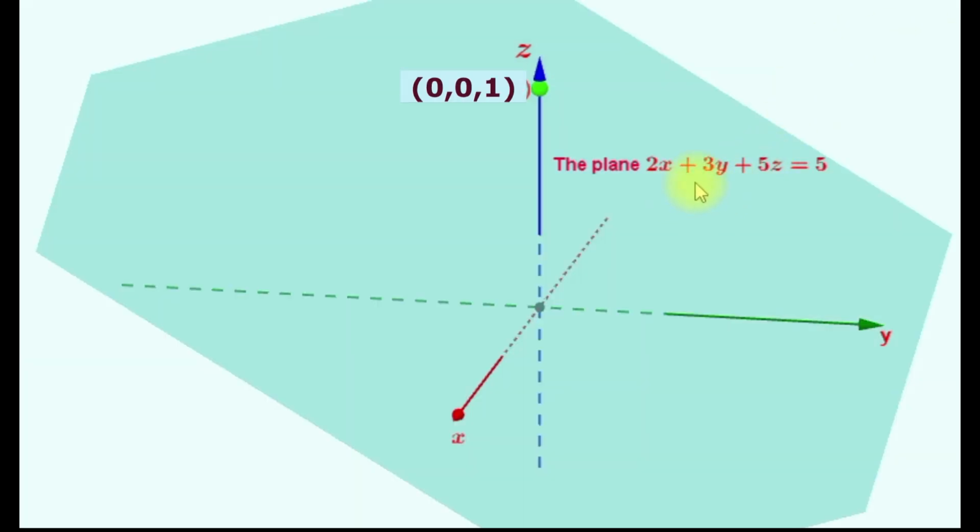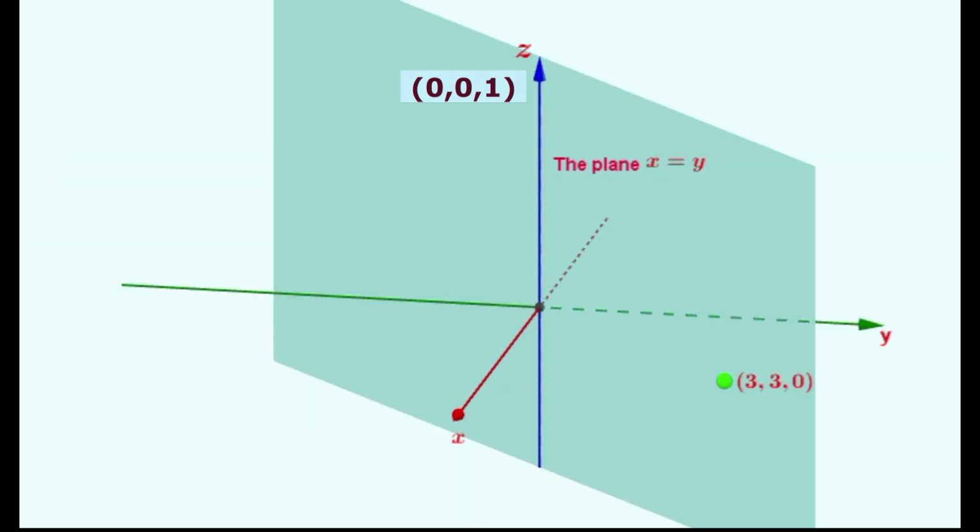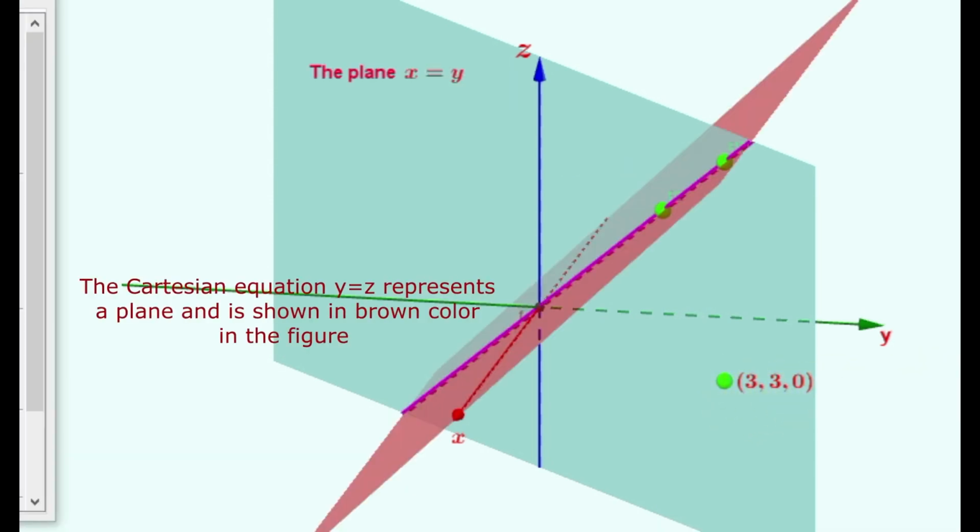The Cartesian equation 2x plus 3y plus 5z equal to 5 represents a plane that passes through the point (0, 0, 1). This plane is not parallel to any one of the standard planes: the xy plane, yz plane or xz plane. The Cartesian equation x equal to y gives the plane that passes through the point (3, 3, 0). The Cartesian equation y equal to z gives a plane, shown in this brown color.